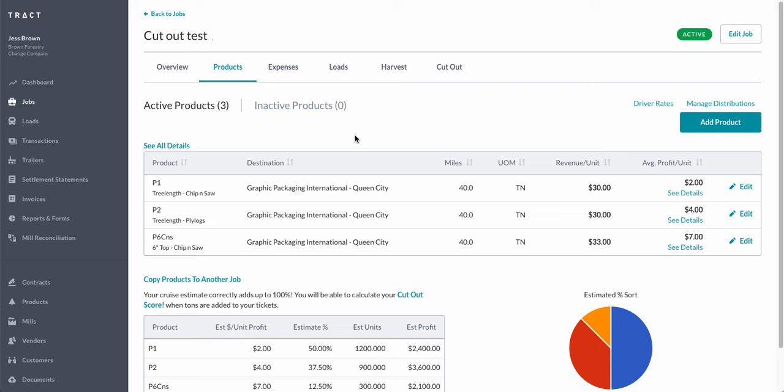In this video, we're going to review some updates that we've made to the cutout score, harvest, and how that relates to product estimates. So I have a test job here, and it's got 3 products on it. We're going to jump into one.